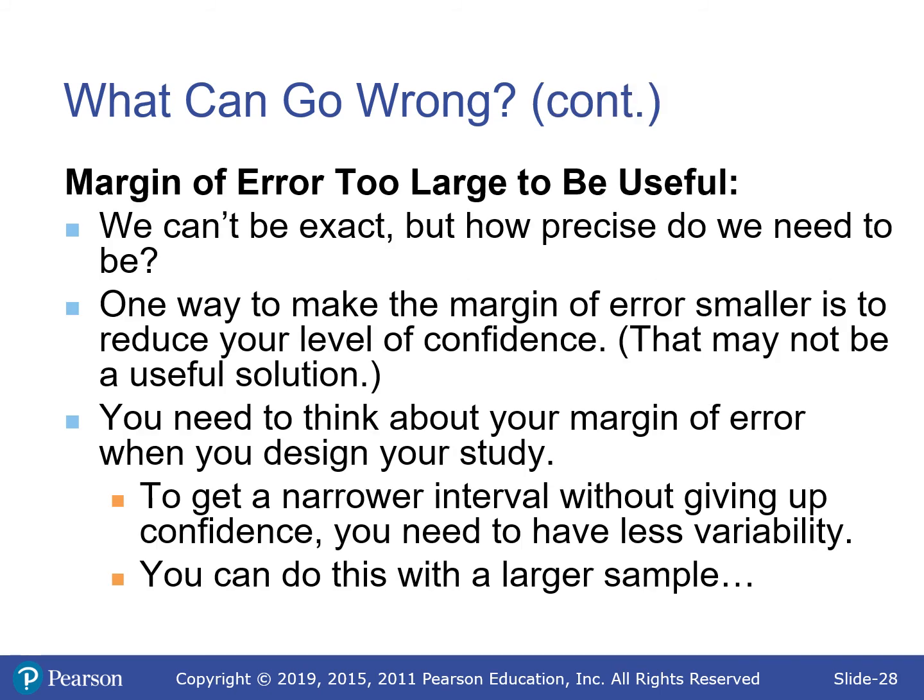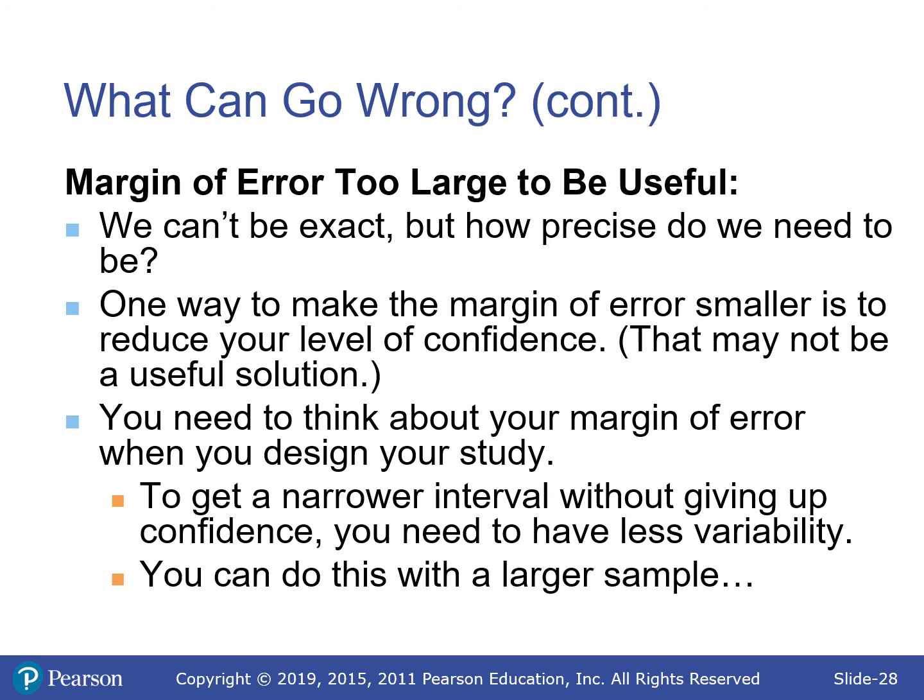The margin of error is too large to be useful. So, I mean, we can't be exact. That's that tension between the precision and the confidence. We can make the margin of error smaller by reducing our confidence, which is not generally good. Think about the margin of error when we design it. So to get a narrower interval, we need a bigger sample.